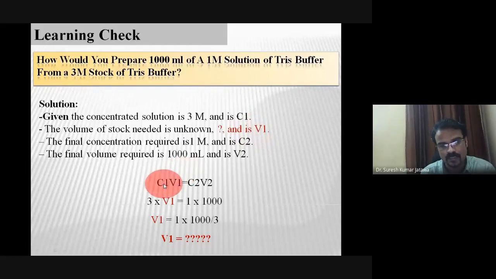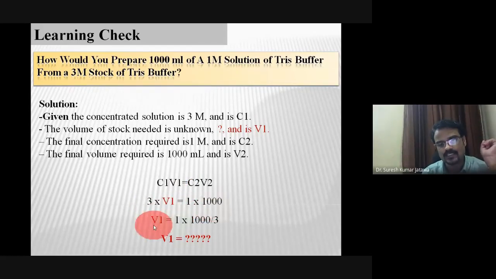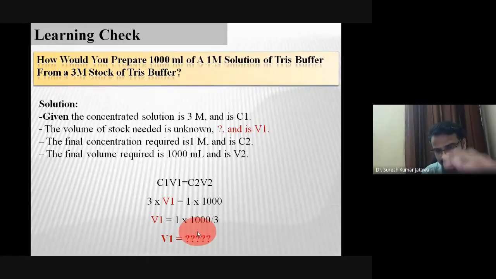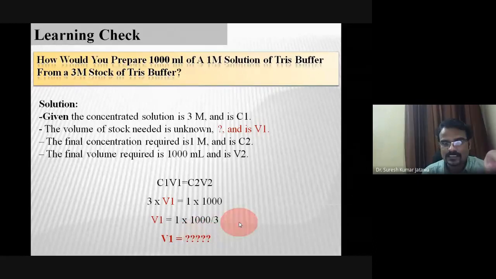C1 is the concentration of your initial solution, that is 3 molar, and V1 you have to calculate. You want to prepare 1 molar, that is C2, and how much are you preparing? 1000 ml. So it is V2. When you put these digits in this equation, 3 into V1 equals 1 into 1000. So V1 equals 1 into 1000 by 3. When you solve it, the resulting number will be the answer for V1.